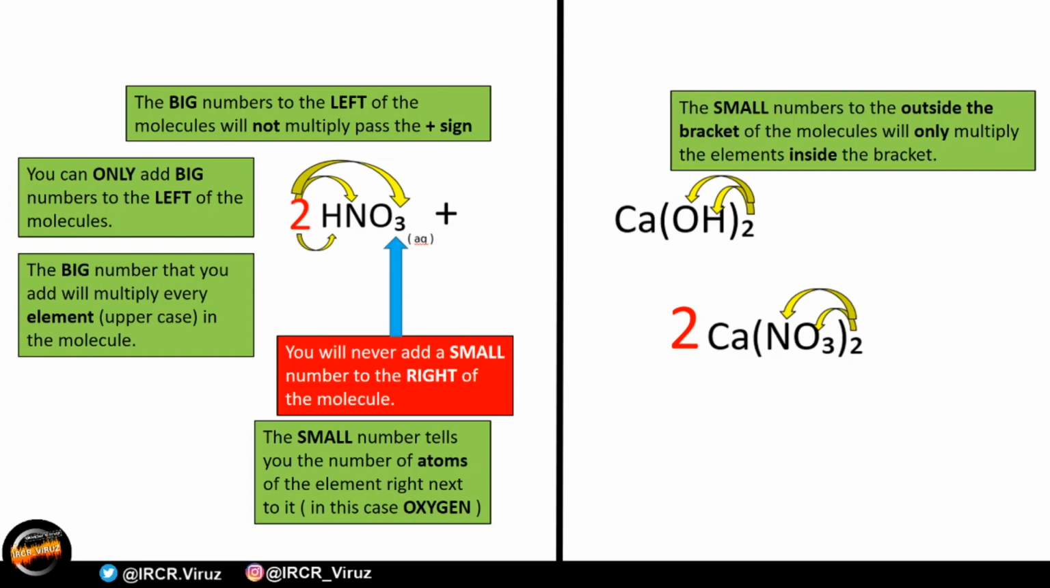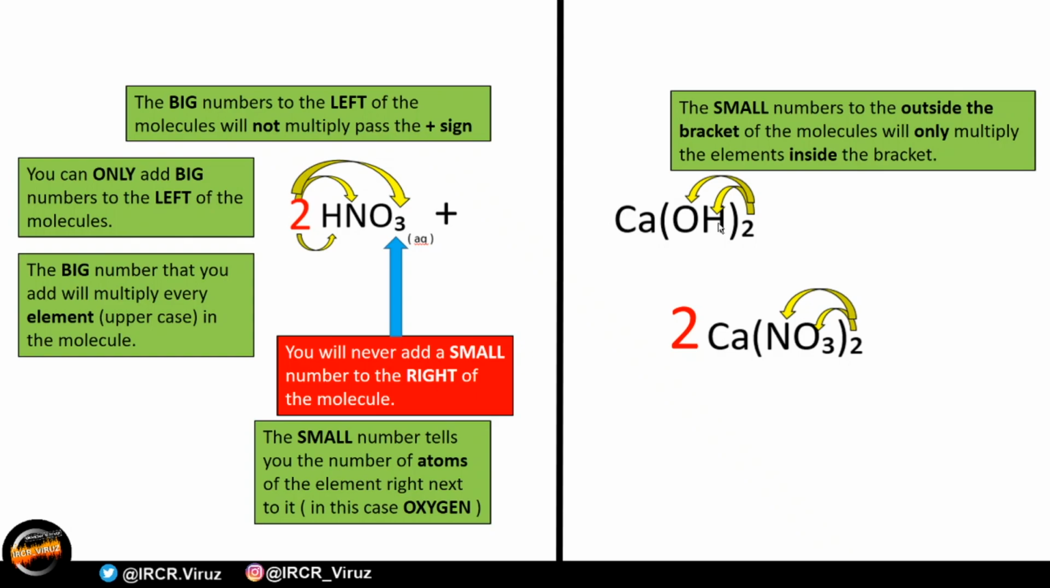So it won't affect anything else after that, because that will be a whole different molecule. The small numbers on the outside of the bracket of the molecule will only multiply the elements inside the bracket, okay? So this is not like we did before. This 2 is only going to multiply whatever's inside the bracket, and it won't touch the Ca, which is the calcium, okay? So 2 times 1, 2 times 1. If this had a little 3 there, then it would be 2 times 3, and so on, like we saw in the example before.